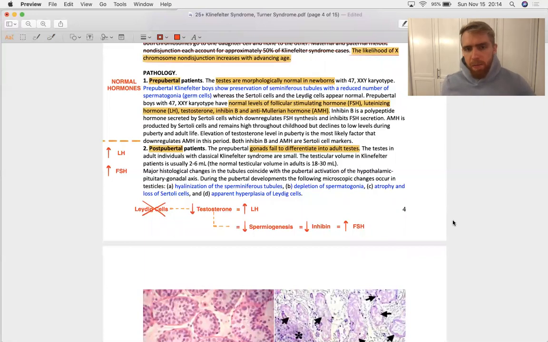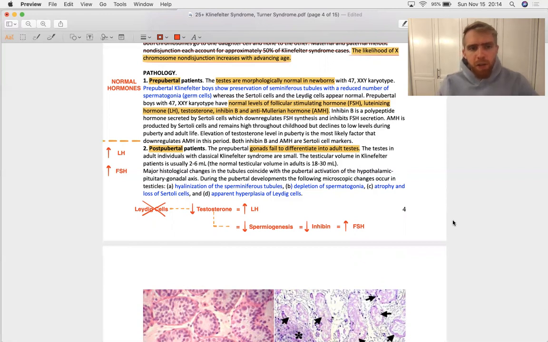And that's the same mechanism for why Down syndrome is more common amongst older mothers, because that's also an episode of nondisjunction. 95% of cases of Down syndrome are due to nondisjunction of the 21st chromosome.